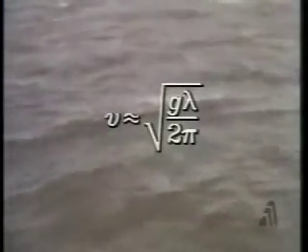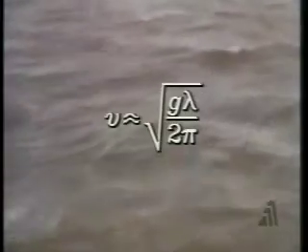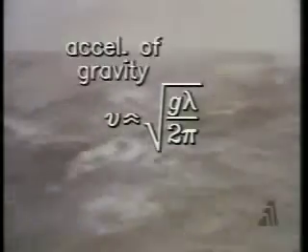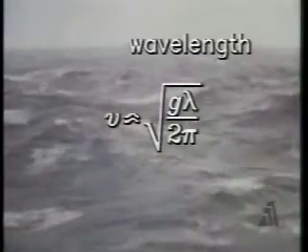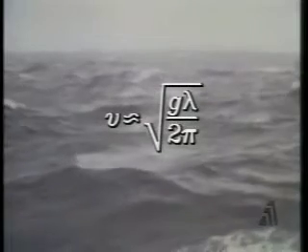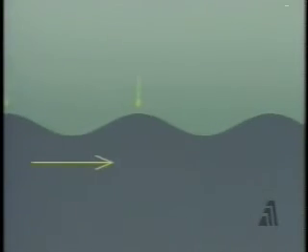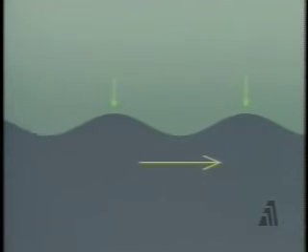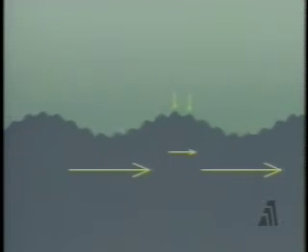In water, gravity is the force that makes the water spring back. That's why gravity determines the speed at which a water wave travels. But so too does the length of the wave itself. If the water is much deeper than the wavelength, the wave speed is approximately equal to the square root of g, the acceleration of gravity, times the wavelength, divided by 2 pi. In other words, long ocean waves move rapidly, while short ripples move more slowly. The result is that in deep water, long waves pass right under the surface ripples.